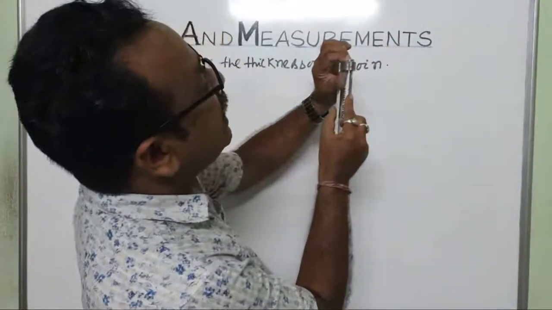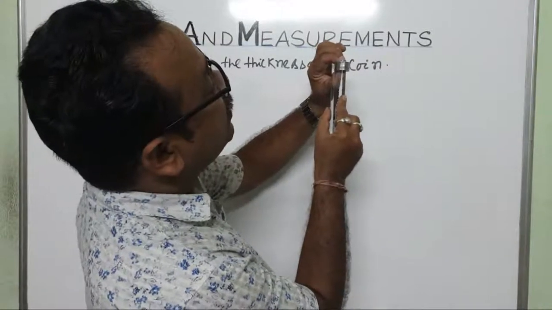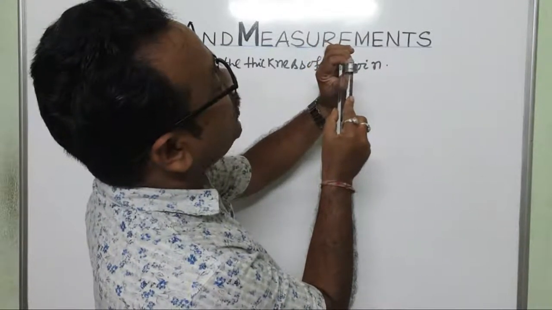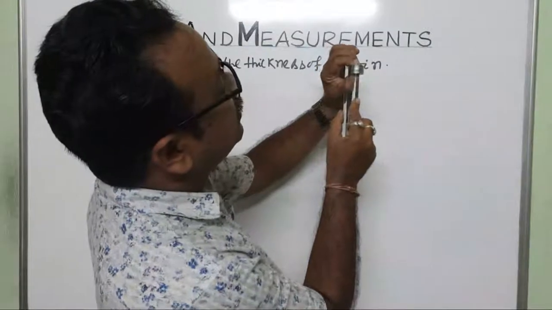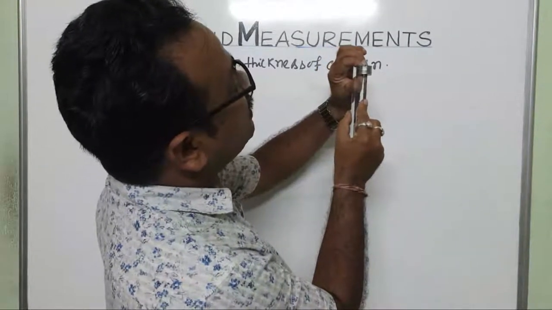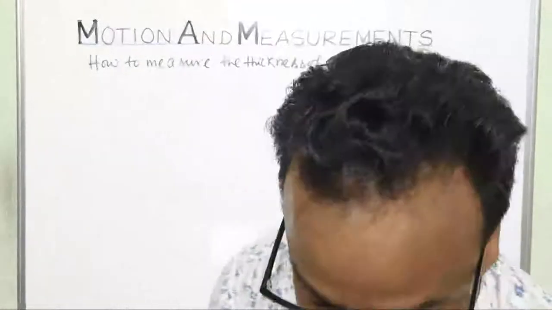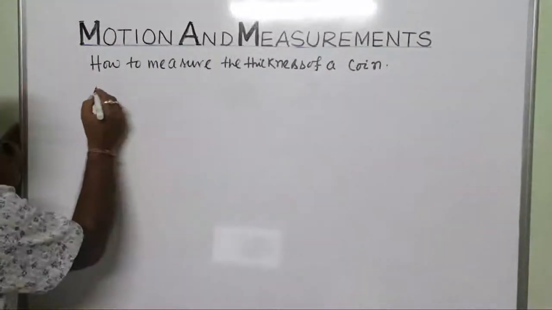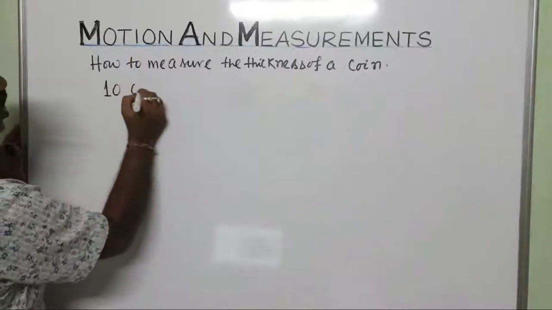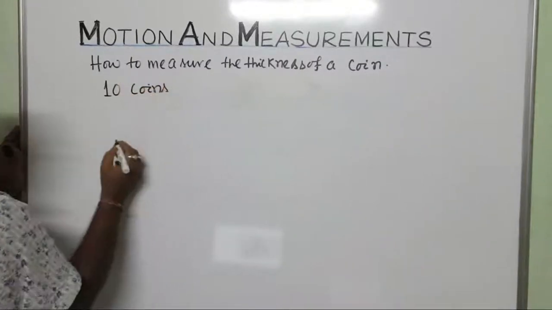See it. Yes, the thickness is coming 1.5. Now the total thickness of 10 coins is coming 1.5. Now see, I have 10 coins.